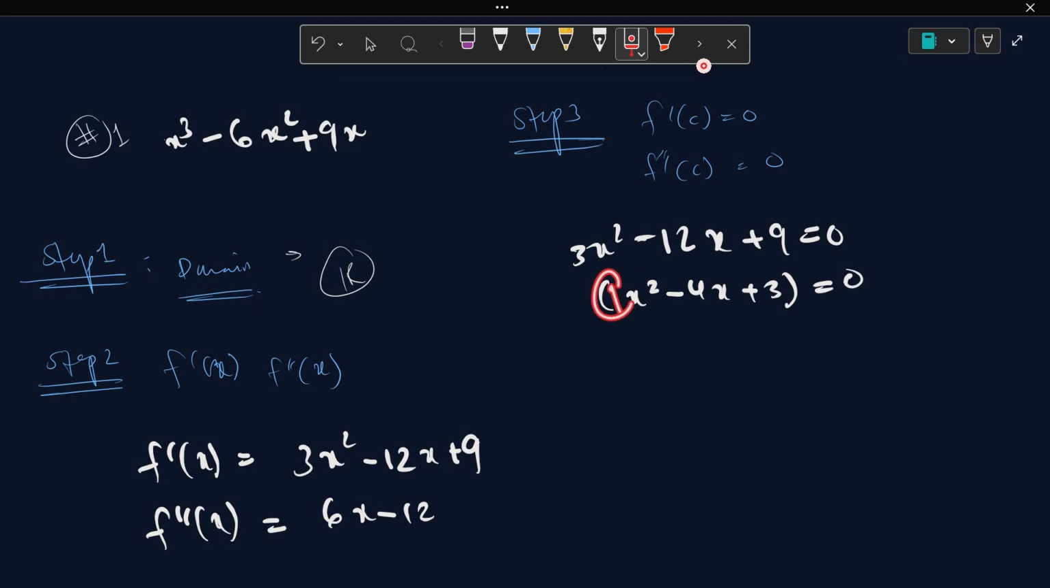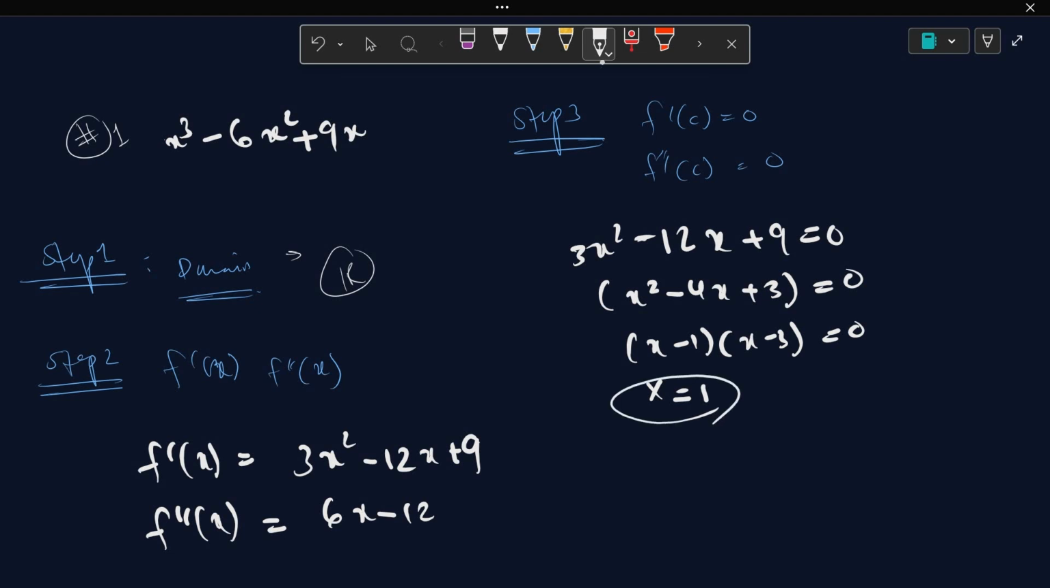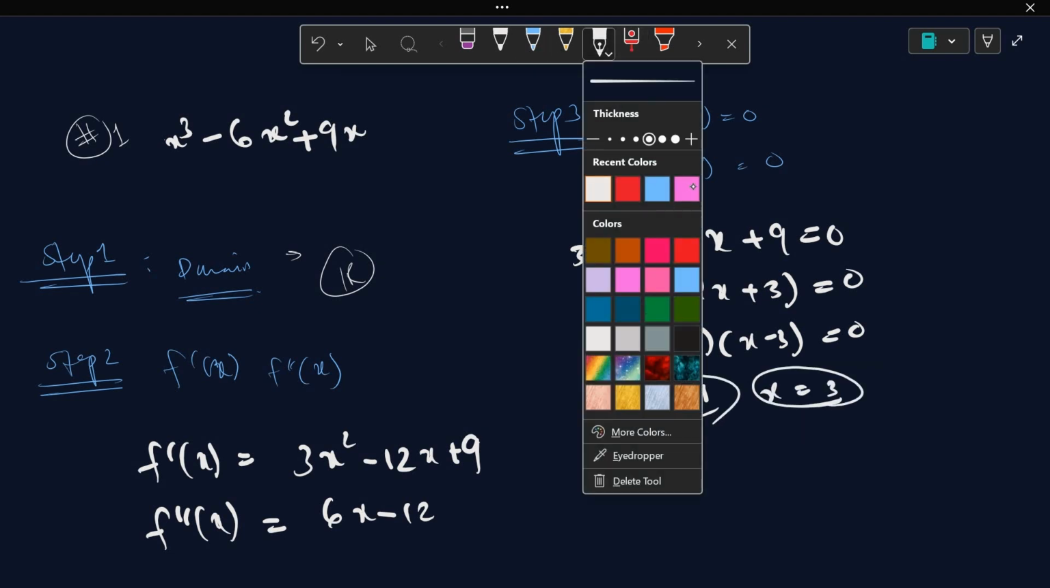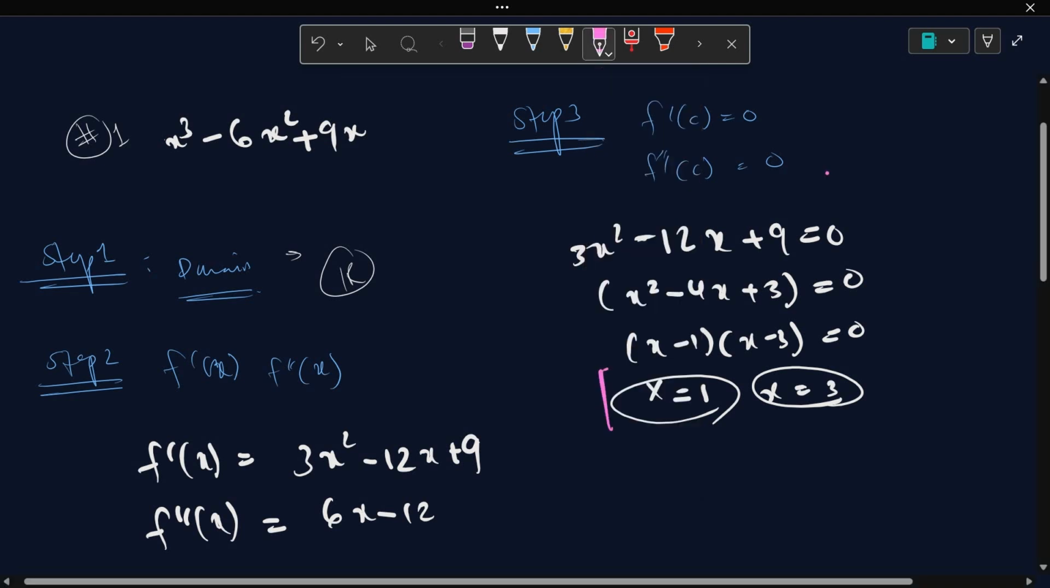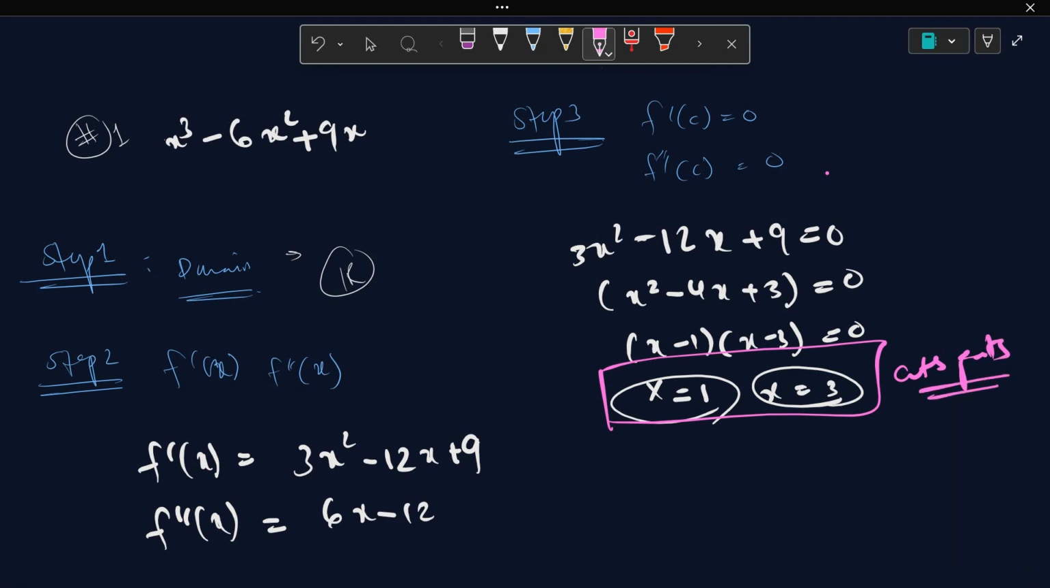What are the two numbers? You have to figure out two numbers such that when you multiply them you get 3, and when you add them you get negative 4. Now if I solve, I get x equals 1, and I also get x equals 3. So I get 2 points as my critical points: x equals 1 and x equals 3.